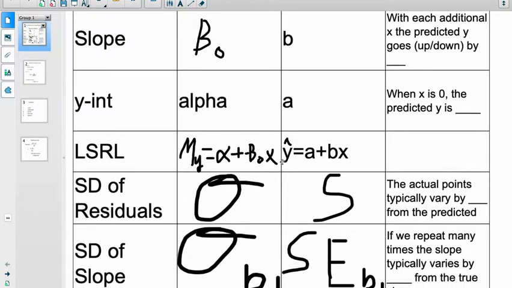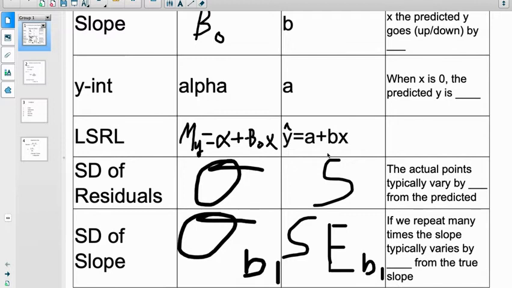Remember, we were predicting y using slope and y-intercept. So the hat is the prediction. Those are your two formulas, population and statistic.